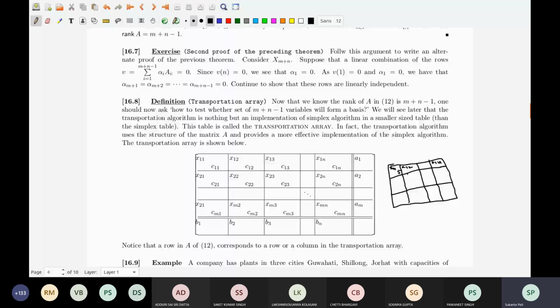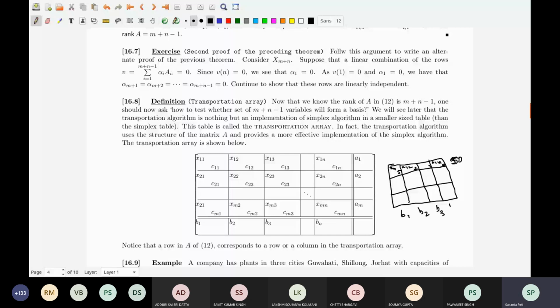Also you can write A1 over here. Suppose the total availability is 50, then you write 50. That means source 1 has 50 units of goods. It can go to sink 1, sink 2, sink 3, sink 4. The cost of transportation is given like this, whatever it is. That is the way. Similarly, B1, B2, B3, B4 are the demands at the sinks.